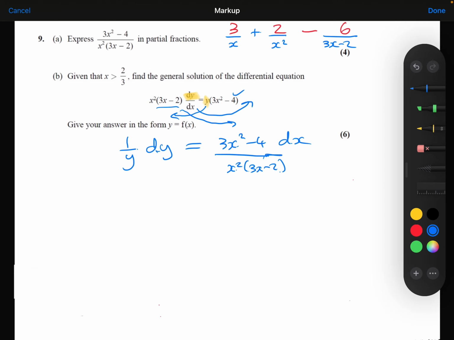And then at this stage, you should hopefully notice that this is what we had in part A of the question. So actually we can just replace that with our answer from part A. Which is going to make this much easier to integrate, because that's going to be our next step.